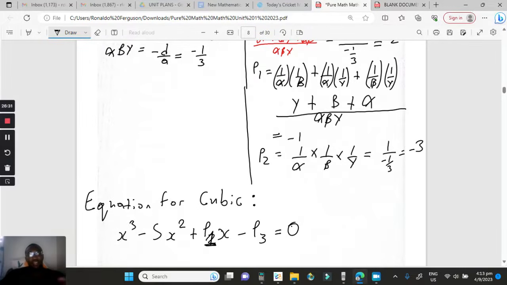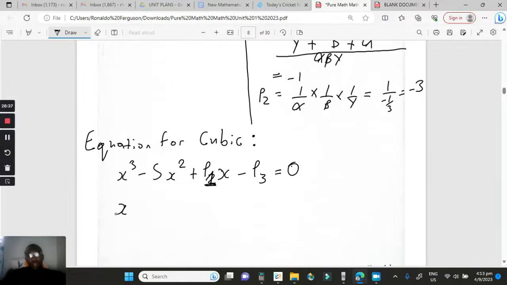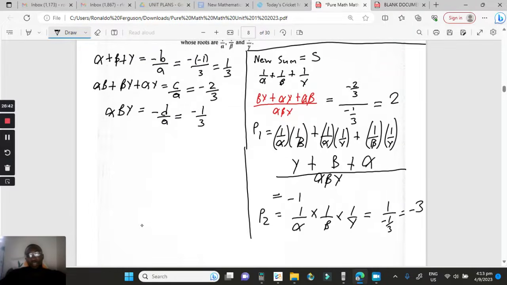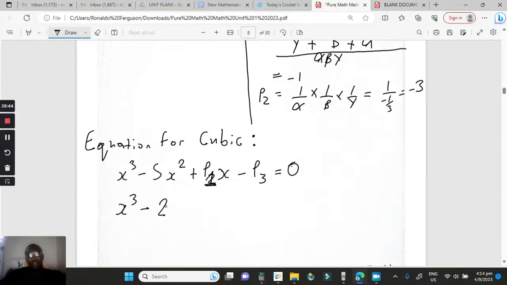So in this case now, to write down the new cubic equation, we look at S, which is our new sum. X cubed minus the new sum we said was 2, that's 2x squared. Then P1 minus 1, so minus x. Then minus P3. And P3 was negative 3, so minus and minus become plus. And that's your new cubic equation. Is the answer. Usually this is about 8 marks.